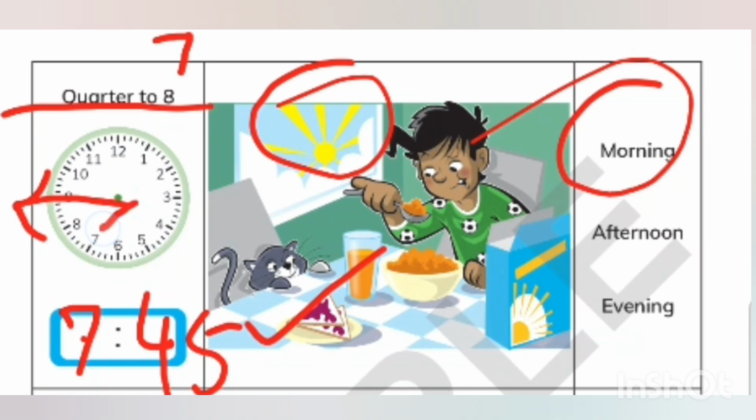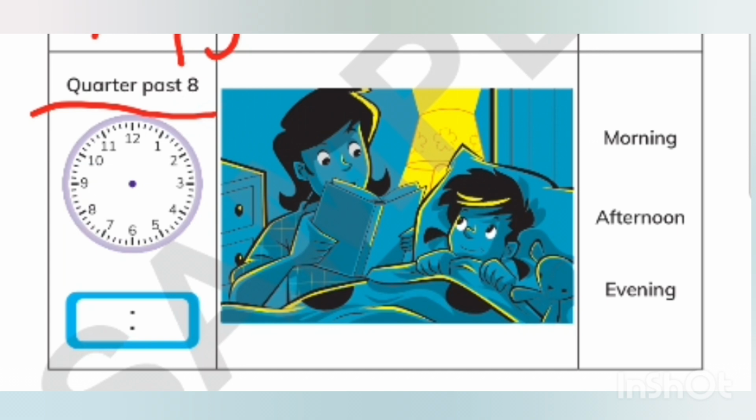Small needle will be between 7 and 8. It means that after 15 minutes there will be 8 o'clock. 7:45 means after 15 minutes there will be 8 o'clock. Now the another word is quarter past 8.